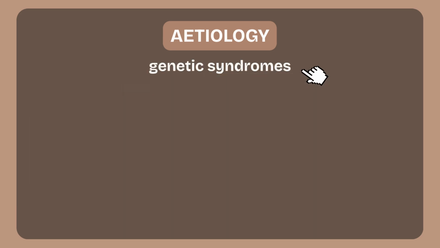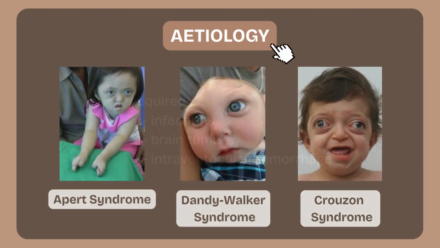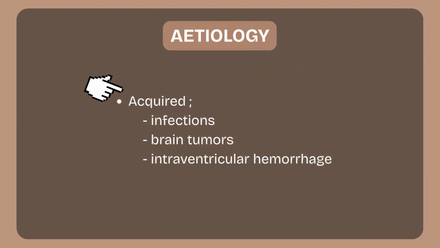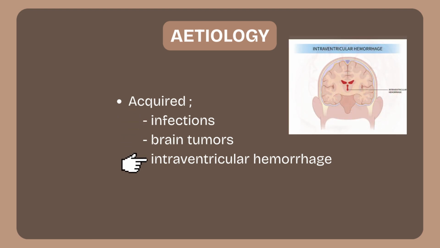Last, for the congenital part, are the genetic syndromes such as Apert syndrome, Dandy-Walker syndrome, and Crouzon syndrome. And for the acquired, we have infections such as meningitis, brain tumors, and intraventricular hemorrhage.